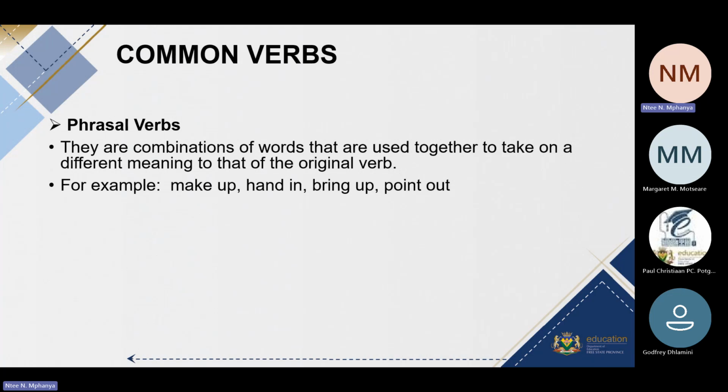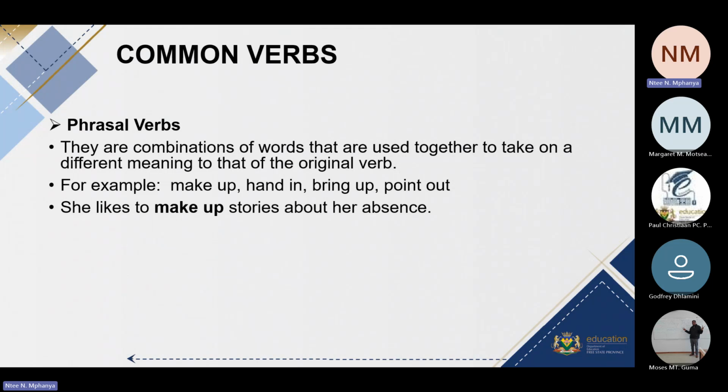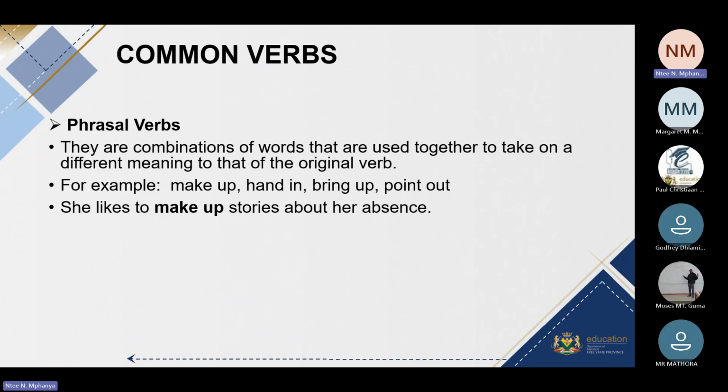Once they become hyphenated or compound nouns, then it changes the meaning altogether. She likes to make up stories about her absence, without a hyphen. This means that she likes to lie, to cook up her stories. But with a hyphen, if it becomes a hyphenated or a compound noun, she likes to make-up her face, or she likes to apply makeup. With a hyphen, it becomes a different word altogether. So be careful, do not use hyphens for phrasal verbs.